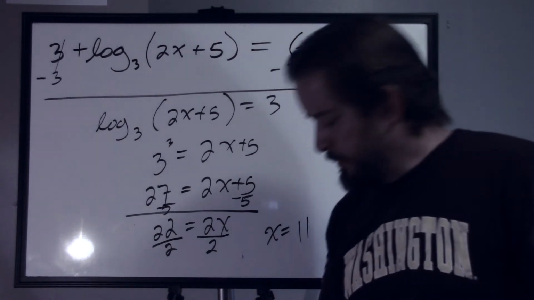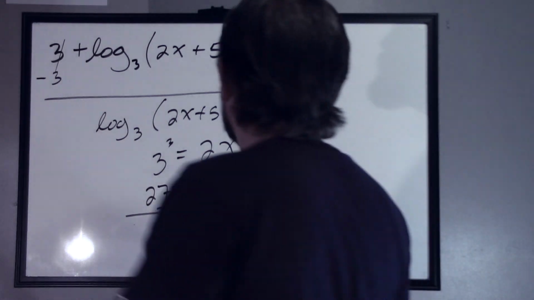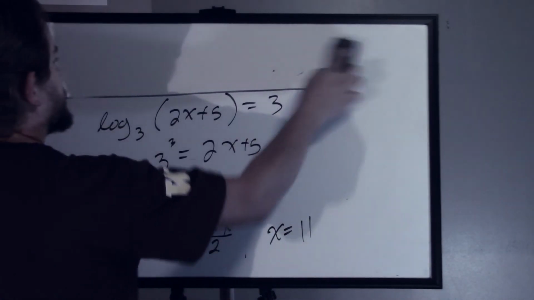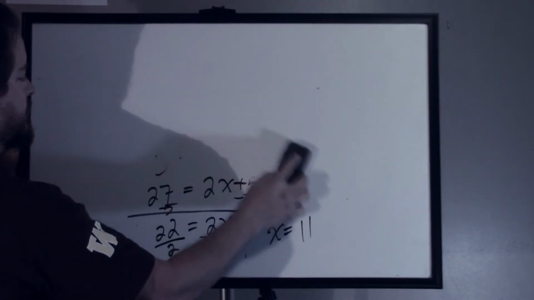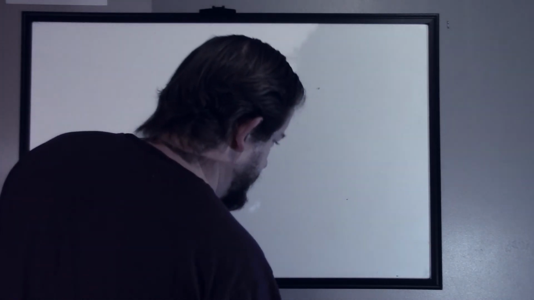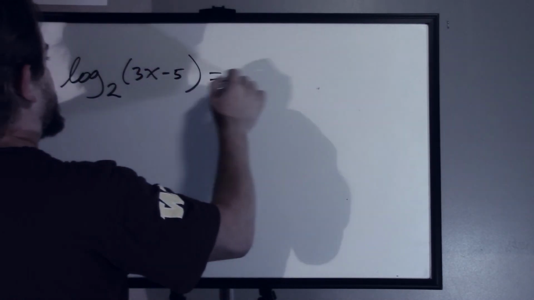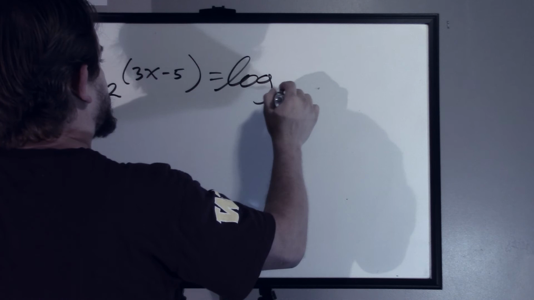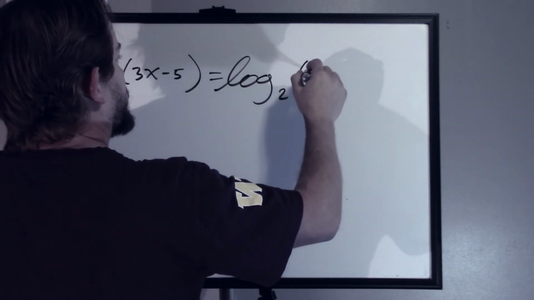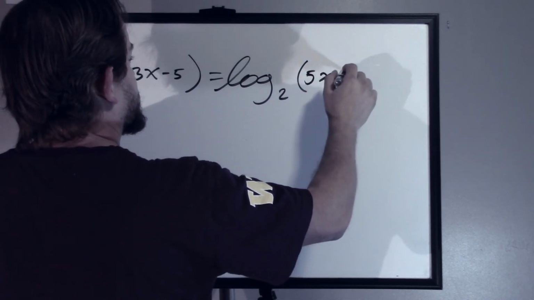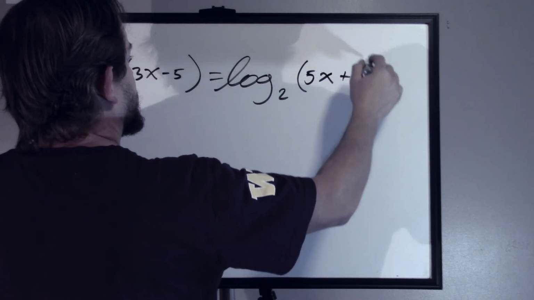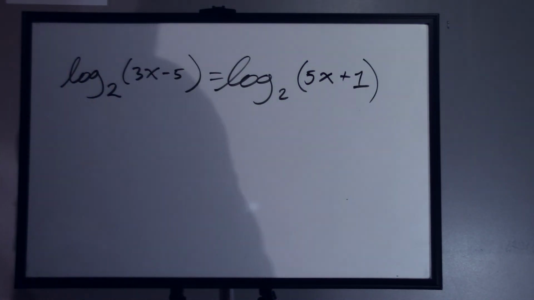Now, I know I said that was going to be the last one. I lied. Let's do a couple more just to see some other interesting things that might pop up. Sometimes you might end up with a log that equals another log. So if I have something like, say, the log base 2 of 3x plus 5 is equal to the log base 2 of 5x minus 7.